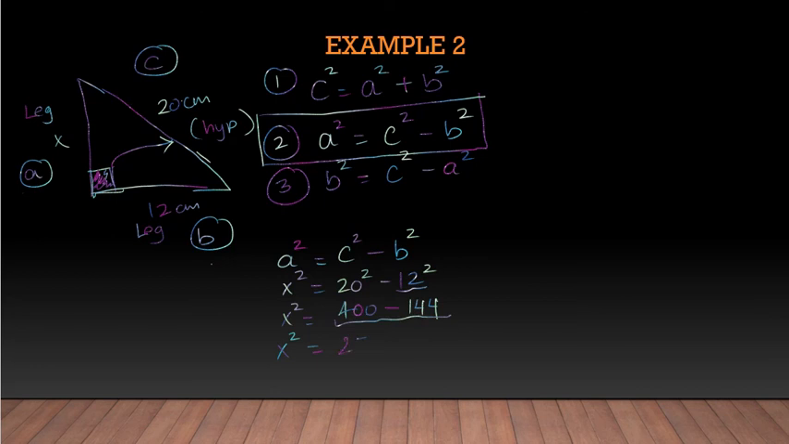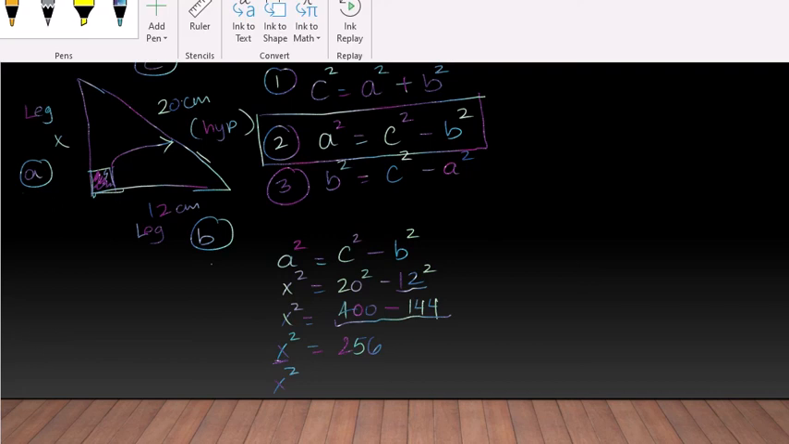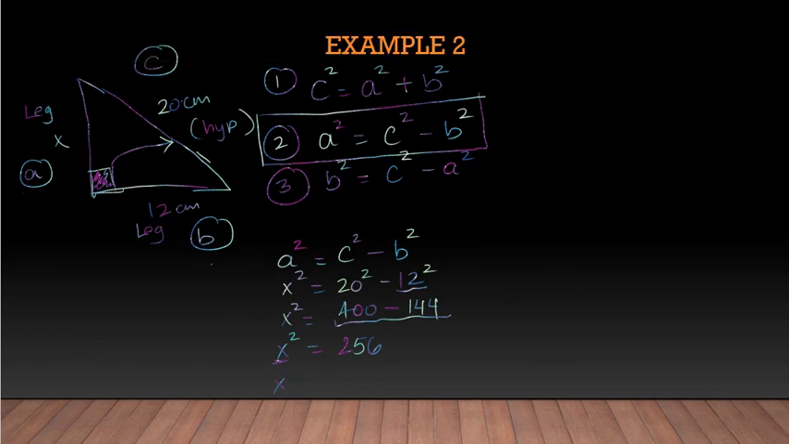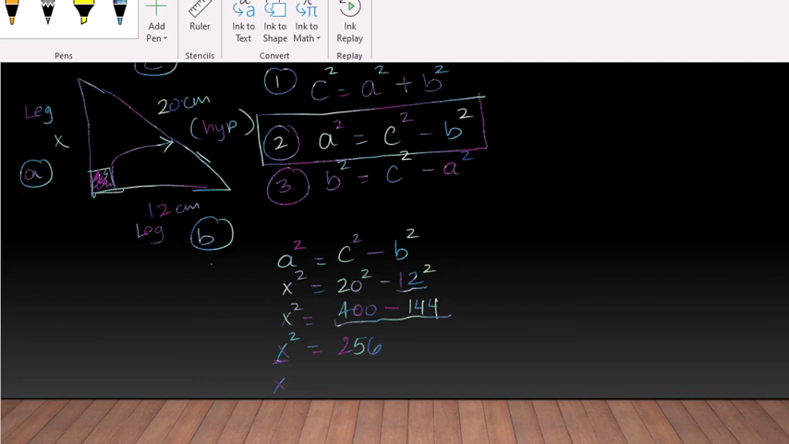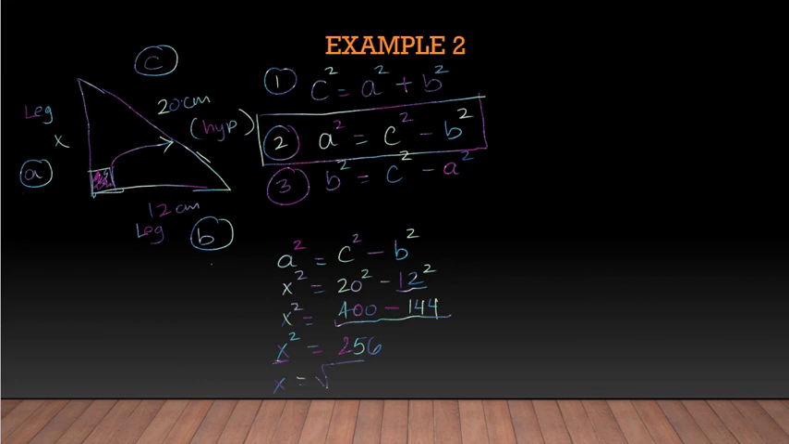What is that? 256. Are we done? No, right? Because this is x squared. The last step is the square root. So take the square root of 256 on your calculator. It is going to be 16. This is our final answer. I did two examples here. This will help you to do your assignment number 1.